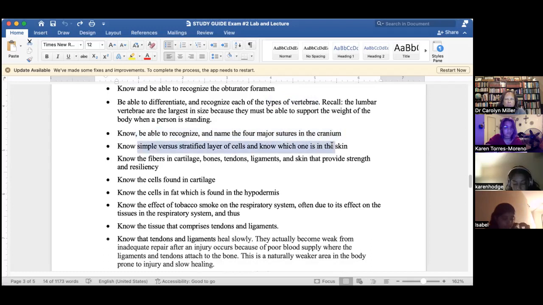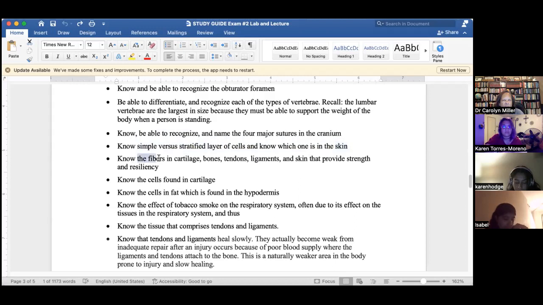Know simple versus stratified layers of cells and know which one is in the skin. I think I have some misses on lab exam 1. So here it is again. It is stratified layer of cells in the skin, and specifically it is keratinized, stratified squamous epithelium.